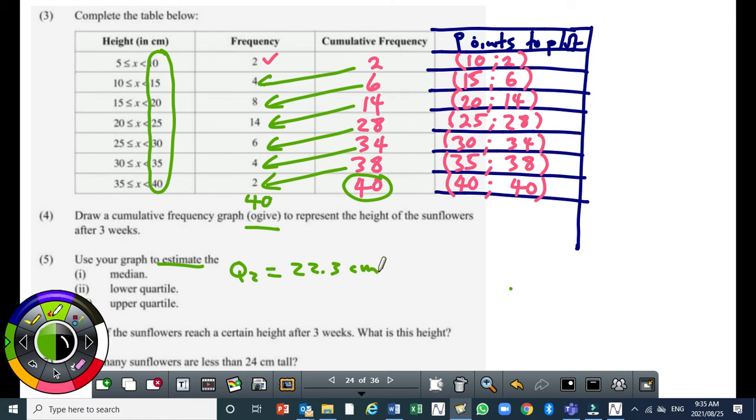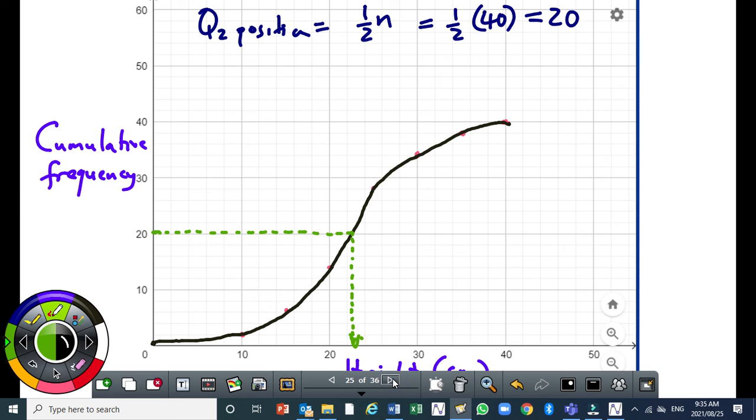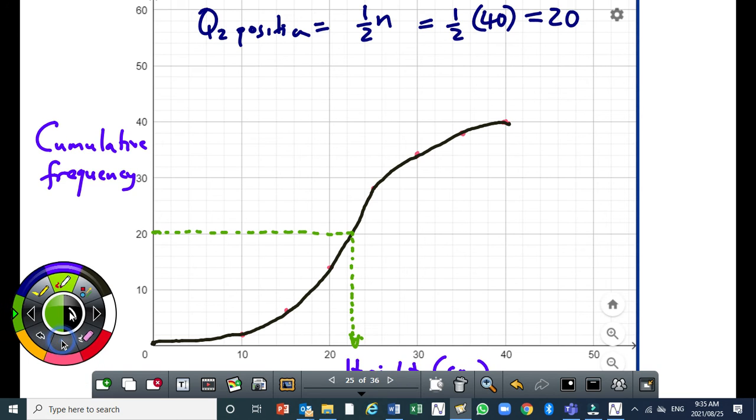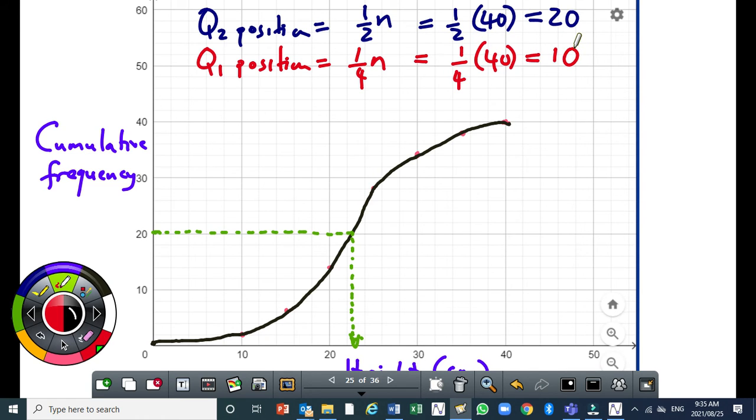Then the lower quartile, that's Q1. Now to get Q1, allow me to use a different pen. Q1 position is equal to 1 over 4n. Make sure you know this. This will be equal to 1 over 4 times 40, and that's equal to 10.